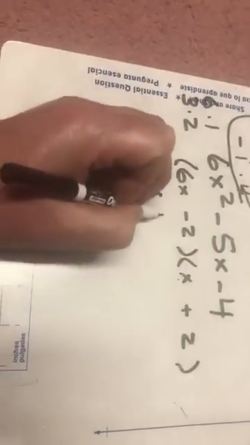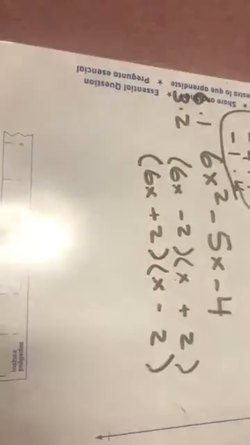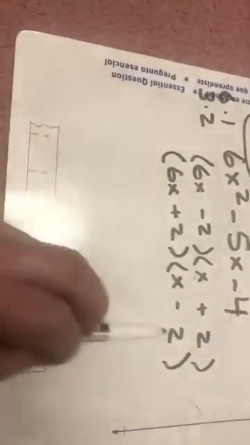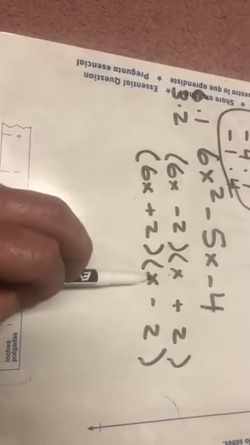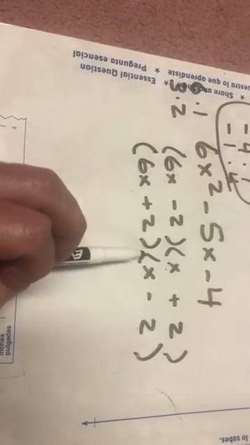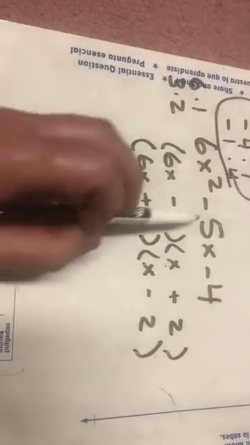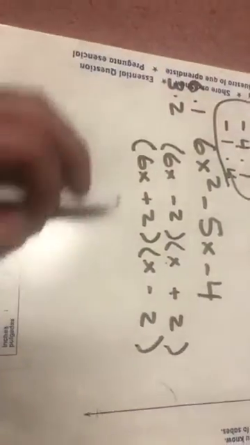So let's switch them. 6x plus 2, x minus 2. When I do 6x and negative 2, that's negative 12. 2 times x is positive 2. Negative 12 and positive 2 combine to form negative 10. I need a negative 5. That's not working. Let's go to negative 4 and 1.